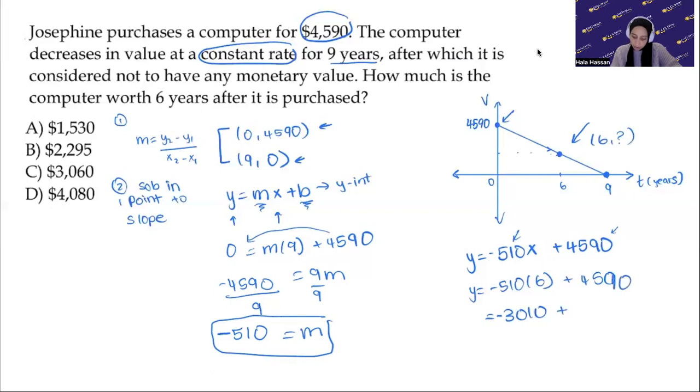I don't know why this number, I keep writing it wrong. 4,590. And then I can do this very simply, just subtract. So if I do 4,590 minus 3,060, well, that just gives me 1,530. Okay, so then 1,530 will be the value of my computer. And over here, we can see that that's our answer. A is our answer. Okay.